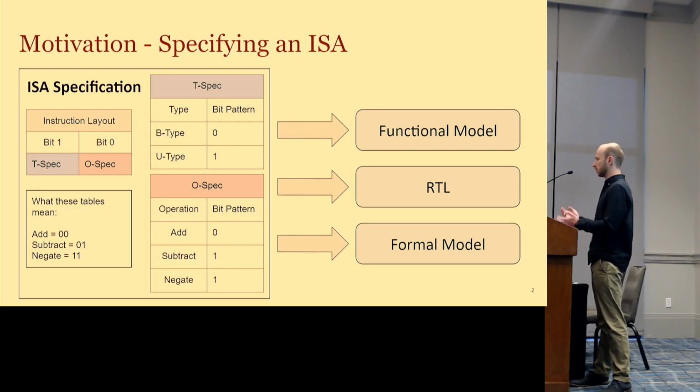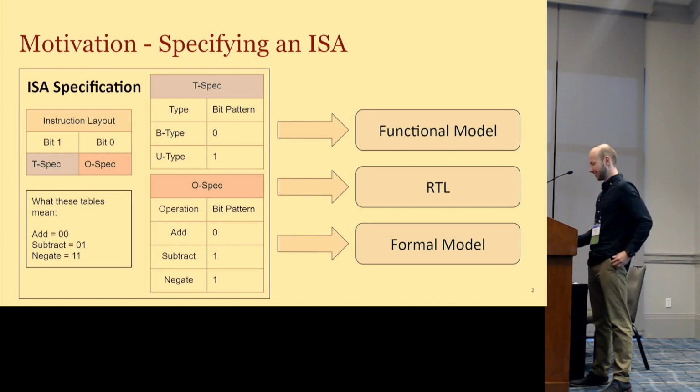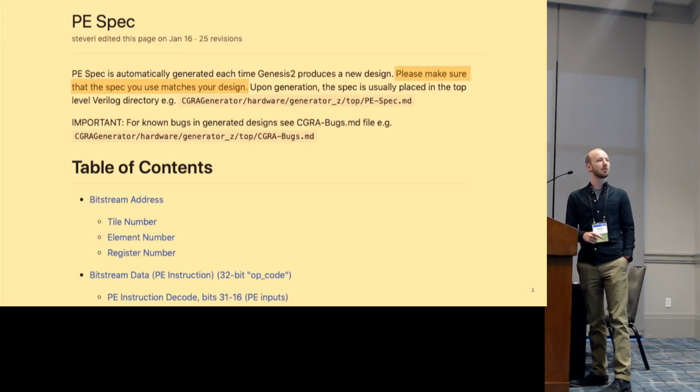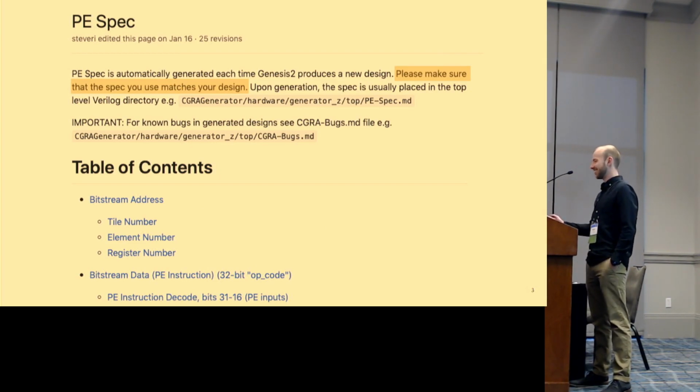Typically, you have a functional model, maybe in a high-level language like Python. You need to generate your RTL design. And if you want to do any type of formal verification, you need a formal model as well. It's really important that these three representations of your ISA are equivalent. And in our group, we address this by adding this sentence to our website. Just please make sure that your spec matches your design. Obviously, this is not a great solution to this problem.